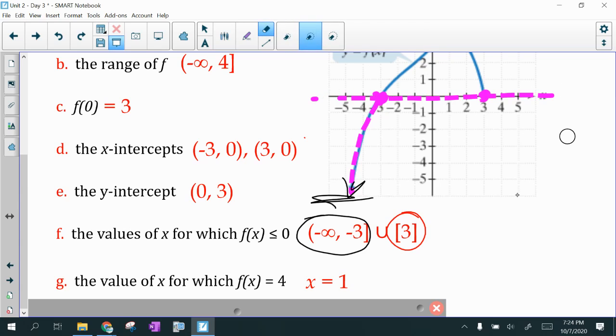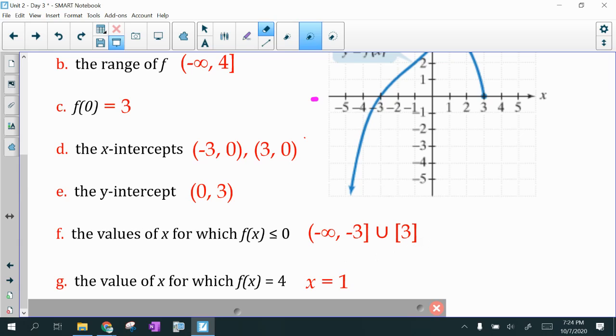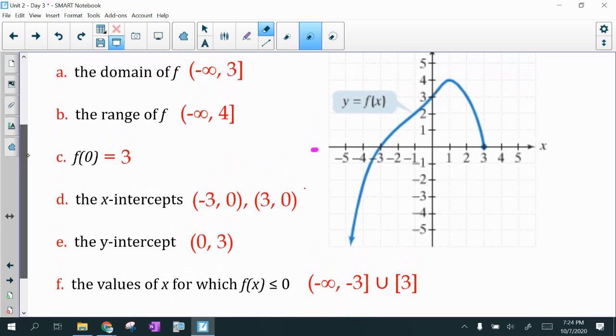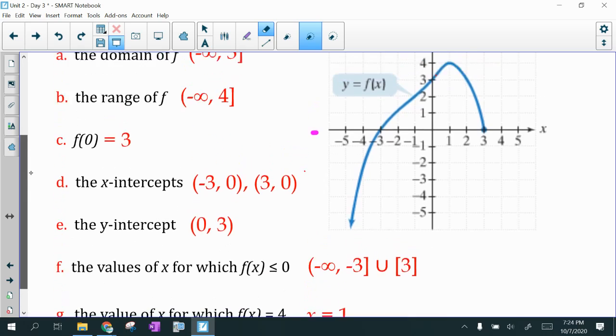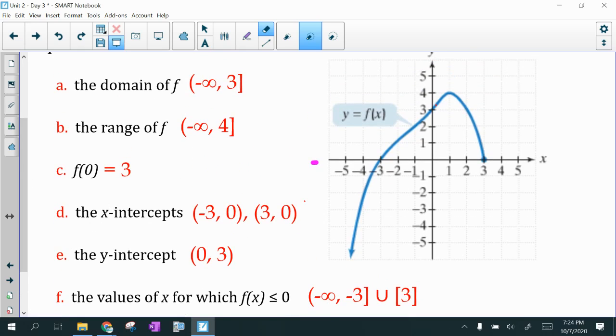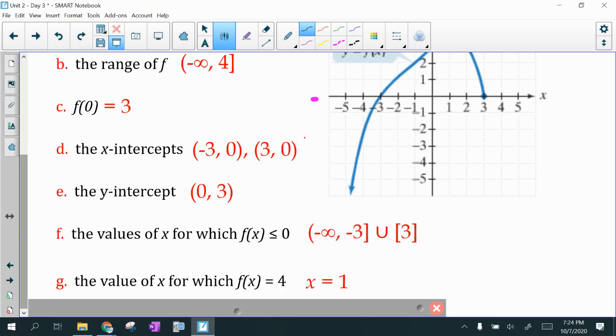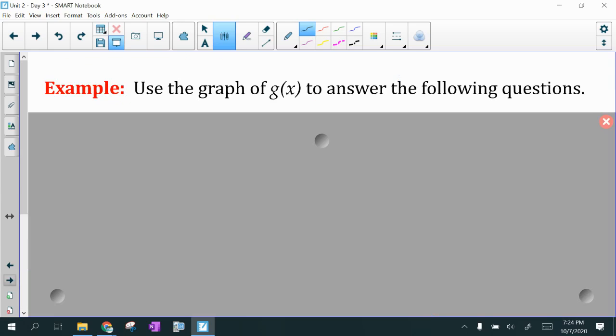And the last type of question is going to be, find the value of x for which f of x is equal to 4. Well, all we need to do there is look at my graph and say, when does my y-coordinate equal that 4? Let me see. Oh, right up there. So I'm going to say that is the value when x equals 1.